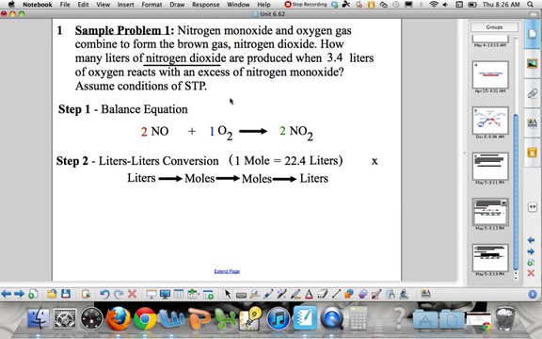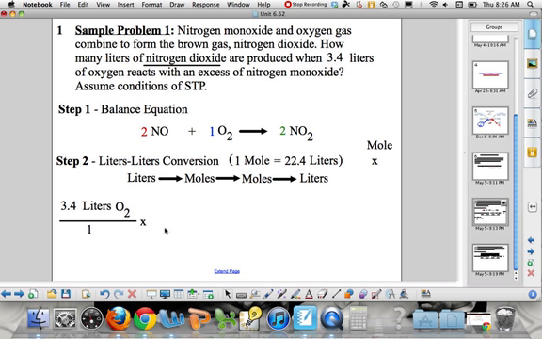Now, I was given 3.4 liters of oxygen. So I want to put the oxygen there. I'm going to take that value and put it over 1, just like we've done every time. Take what you're given, put it over a value of 1. That's the word mole, not the number 1. There's our number 1. We're going to multiply this by a conversion factor.